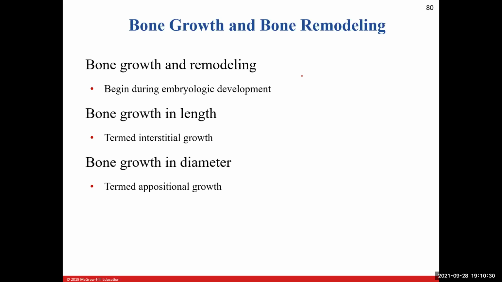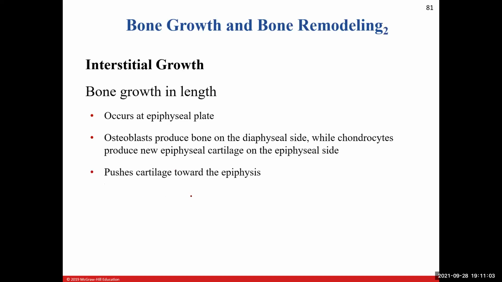Bone growth and remodeling. This is going to start off as an embryo, and the remodeling portion will continue throughout the rest of your life. The bone growth will stop when puberty ends. Same thing we saw with cartilage: the increase in the length of the bone, that's the interstitial growth. Growth in the width, the diameter of the bone, that's the appositional growth. The interstitial growth is what we see at the epiphyseal growth plate. We'll talk about that in a moment here.